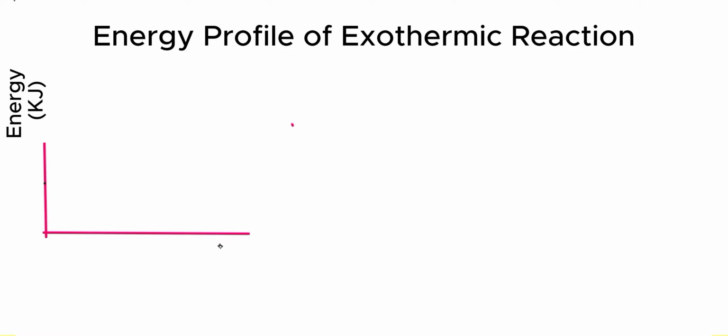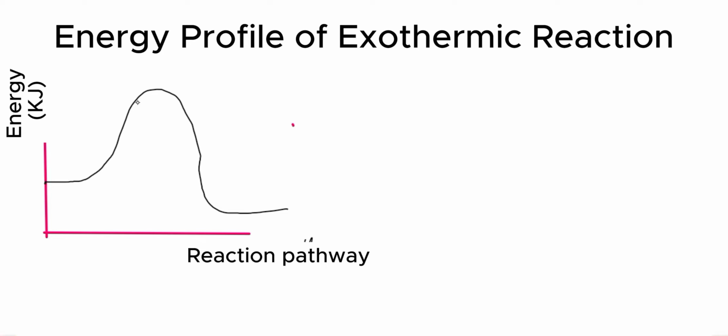Now we want to look at the energy profile of exothermic reaction. We have the energy on the vertical axis there, the reaction pathway on the horizontal axis. We have the reactants, and we also have a product there. The enthalpy of the reactants is HR, the enthalpy of the products, HP. The enthalpy of reactant is more than the enthalpy of the product. I think we can say it's there.